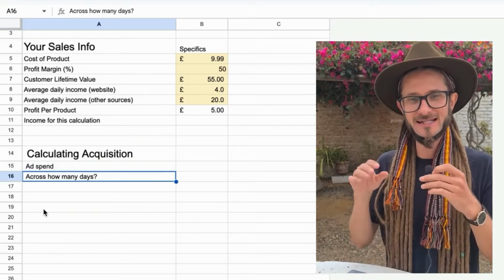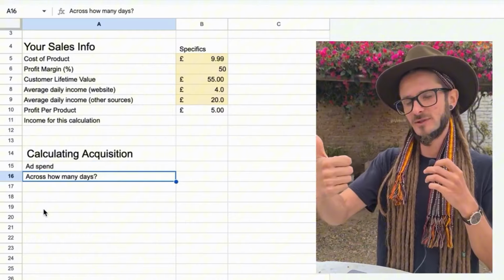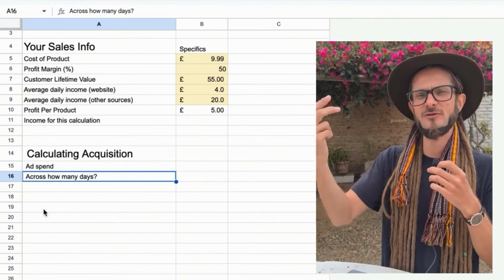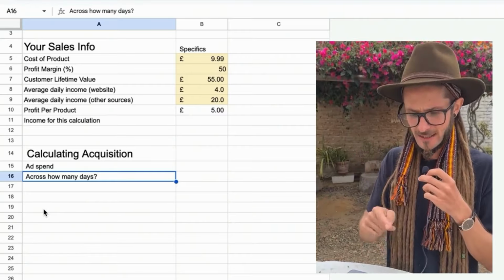The second part is across how many days you are doing this analysis. Is it across a 14-day period? Is it across a 30-day period? Is it across a 3-month period? Is it across a 6-month period? However many days you're looking at, add this in here.